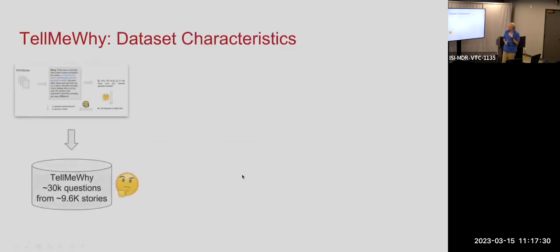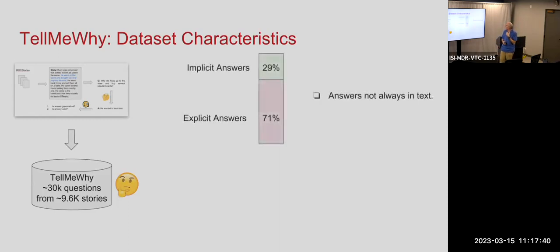Some characteristics: we ended up with about 30,000 questions over about 9,600 stories. So decent, not humongous, but decent, I would argue. We made this distinction. We had humans actually mark questions of whether they felt you could explicitly answer the question from what was literally stated in the text, or whether it was sort of implicit and you had to make some inferences.